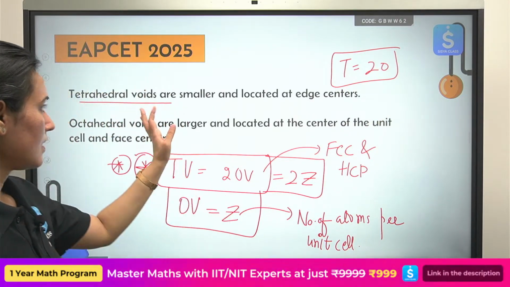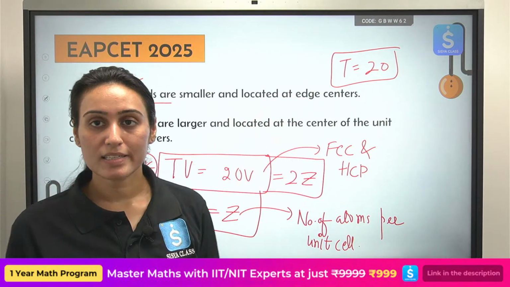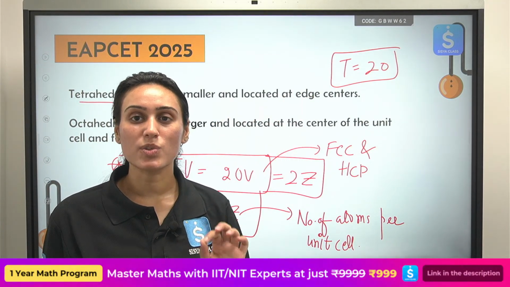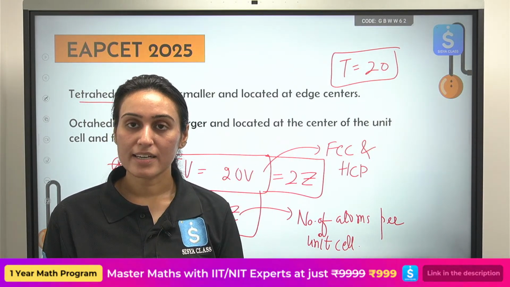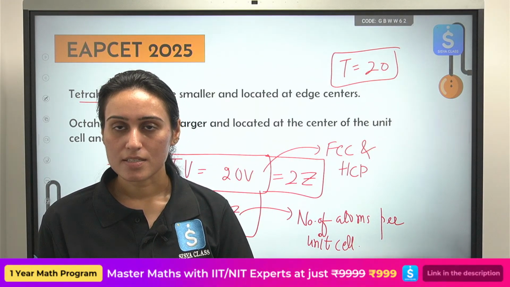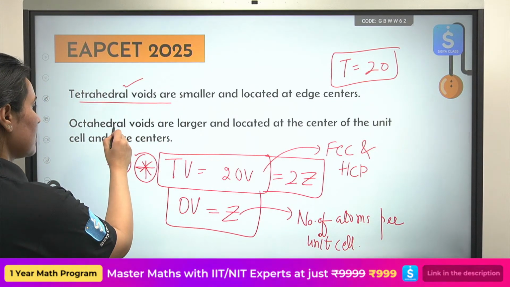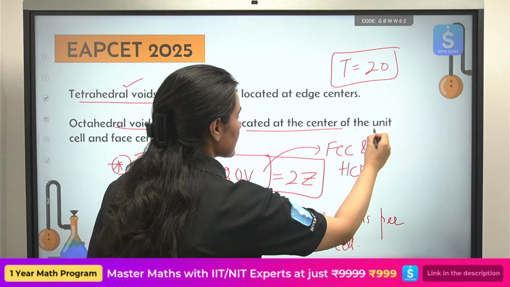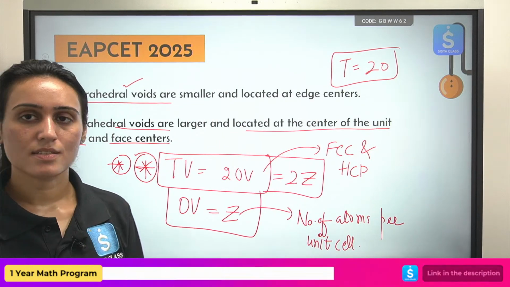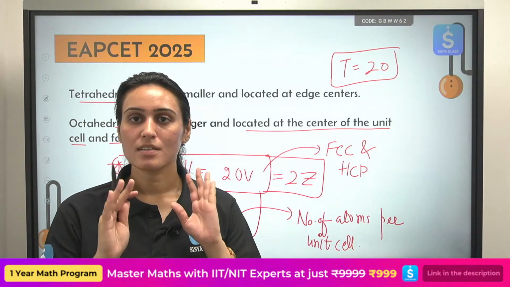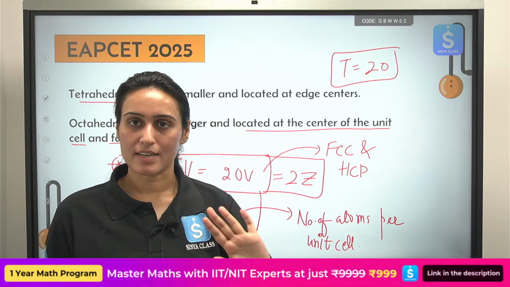One more thing, your tetrahedral voids are smaller and they are located at the edge centers. You should know their location. They can ask you this as a statement itself. Where are the tetrahedral voids present? On the edge centers. Where are the octahedral voids present? These are larger and they are located at the center of the unit cell and face centers. Like that you have to remember your octahedral voids and your tetrahedral voids.